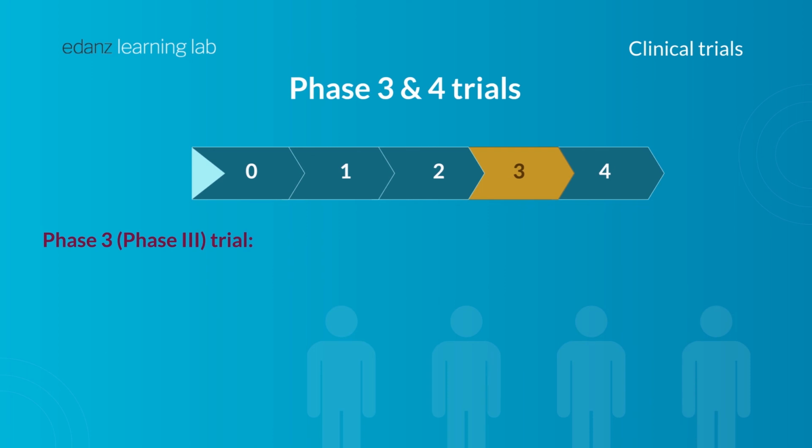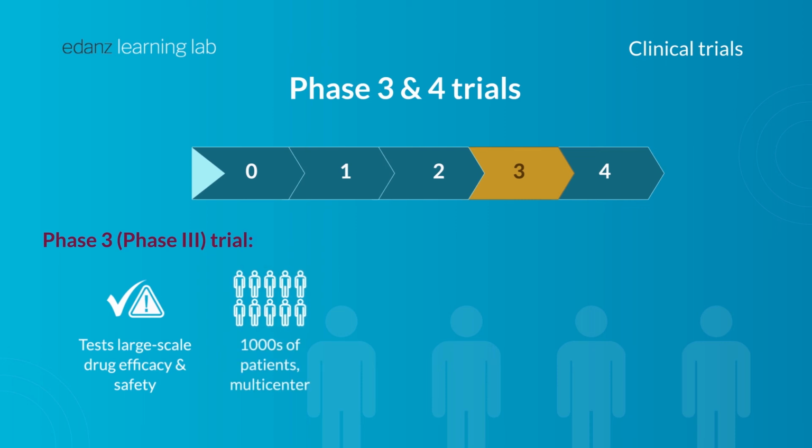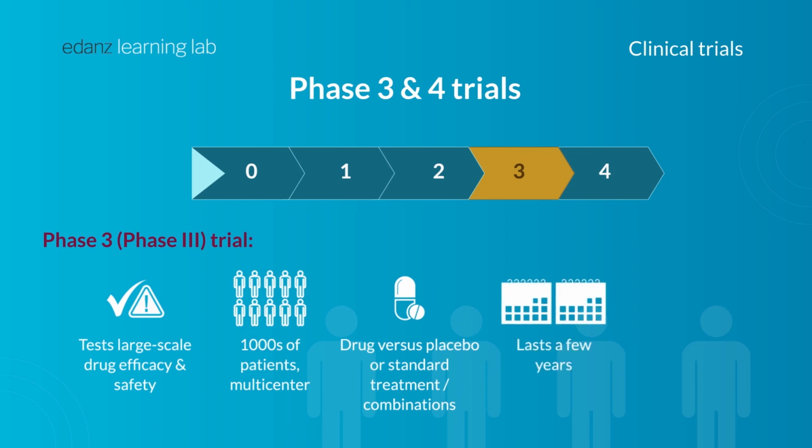Phase 3 trials are large-scale studies of drug efficacy and safety. They are conducted in hundreds or thousands of patients in different study centers who take either the drug or a placebo or other treatment. These trials normally last a few years and are often randomized controlled trials that determine the risk-benefit ratio and continue to record side effects.